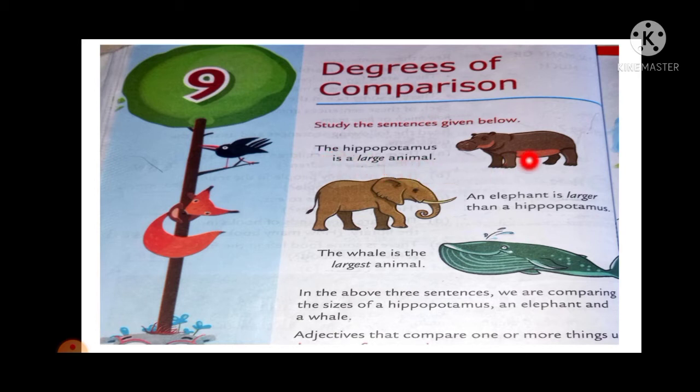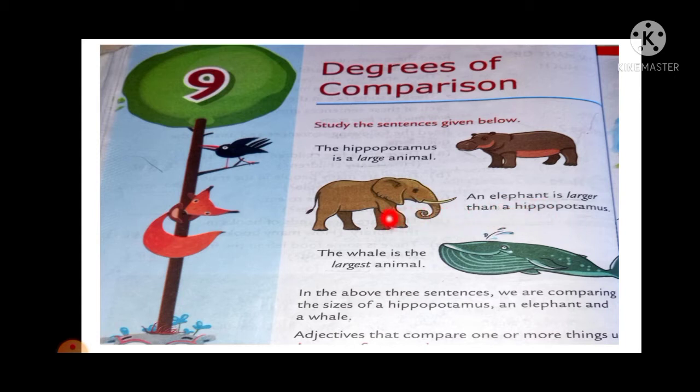Look at this picture. This is the hippopotamus. Now let's see the sentence here. The hippopotamus is a large animal. So how is the hippopotamus? It is a large animal. Now let's see the next sentence. An elephant is larger than a hippopotamus.